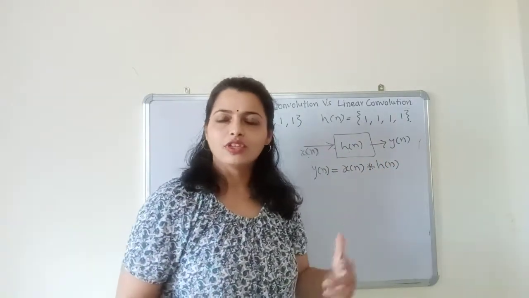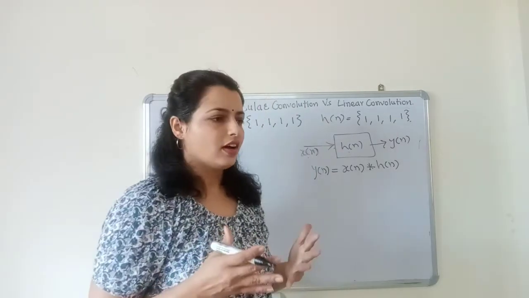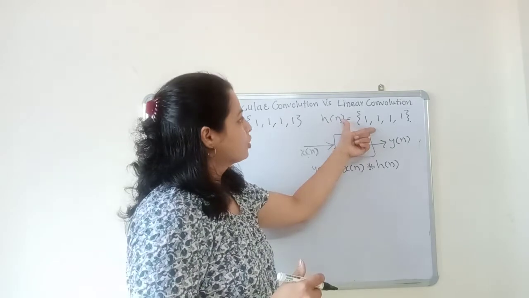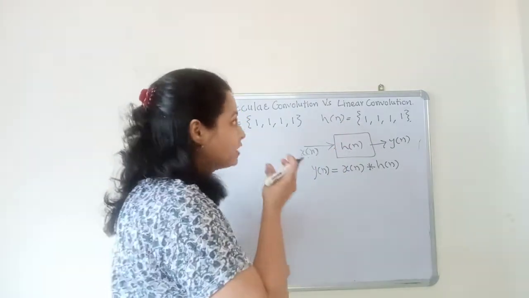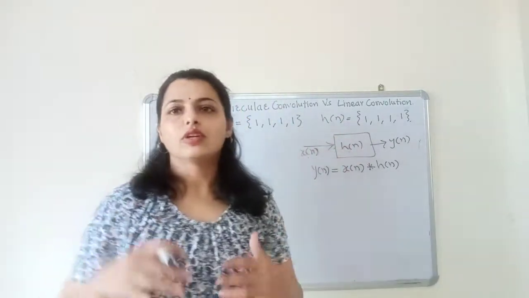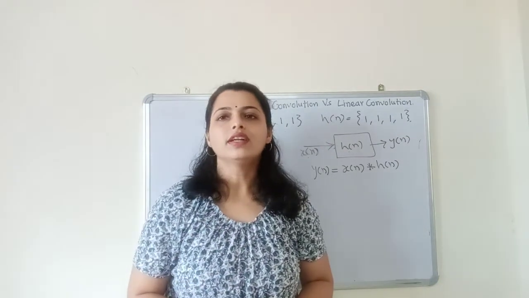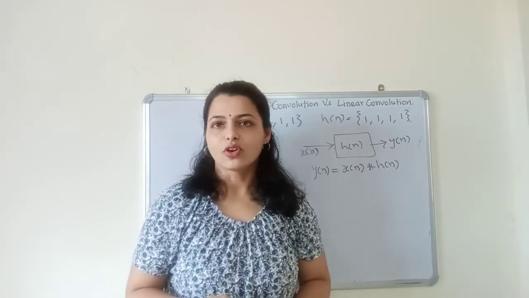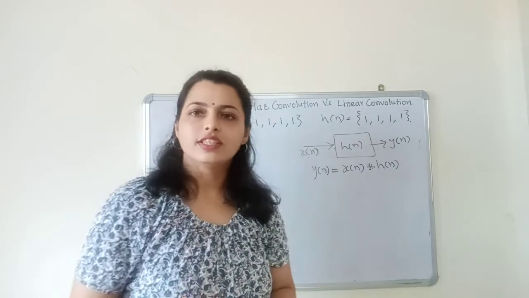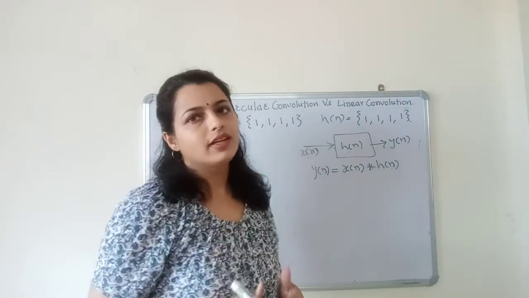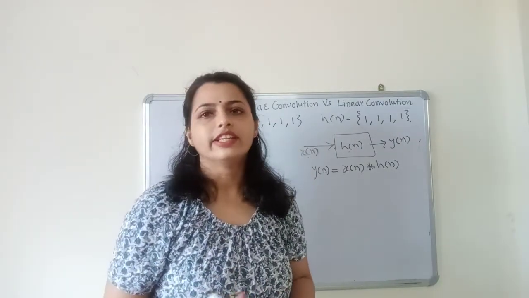So linear convolution is more important when we are going to consider the convolution. But circular convolution is easy to compute because we use the matrix method to perform circular convolution. So it is easy to compute but the answers are different. With a practical example we'll calculate these two.